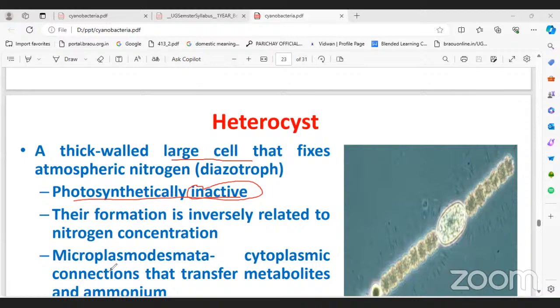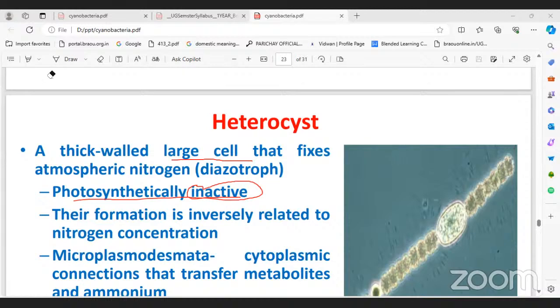Another importance of the heterocyst is that it is utilized for nitrogen fixation, transfer of metabolites and ammonium. Instead of that, just write one word, the heterocyst function, nitrogen fixation, and this heterocyst is also involved in reproduction, vegetative reproduction. Right? This is all about the heterocyst. And next, let's see the movement of the thallus. Here, the movement of thallus is also not important from the exam point of view.